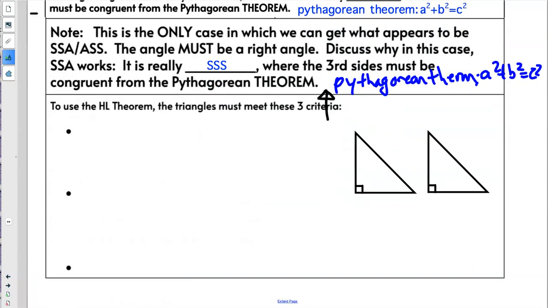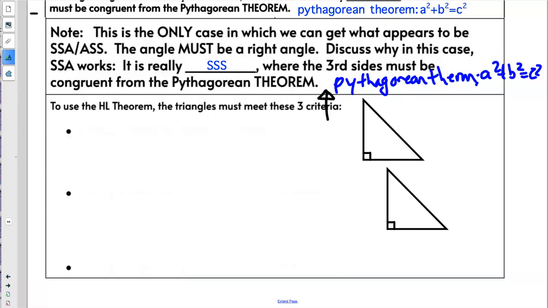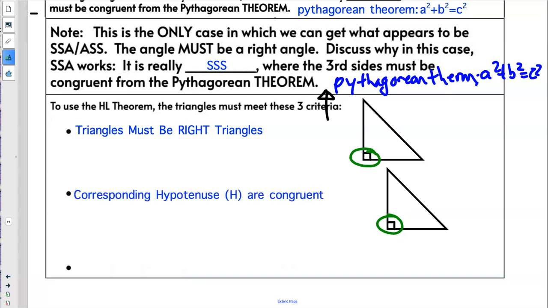Anyways, let's move on. So now, if these two triangles were to be congruent, step 1, the triangles must be right triangles. If they don't have right angles, I cannot use HL. Step 2, the triangles must have corresponding hypotenuse lengths congruent. And then step 3, the triangles must have corresponding legs congruent. Then I can use HL. But if I don't have those 3 things, I cannot use HL.